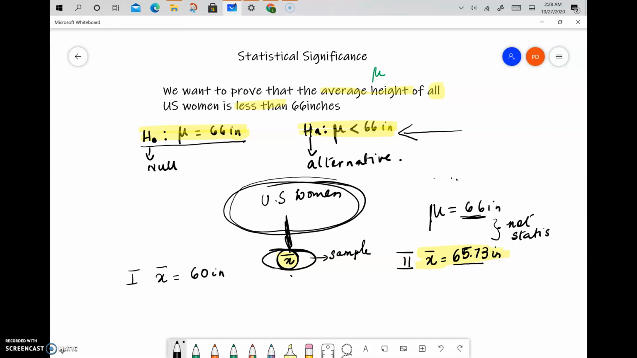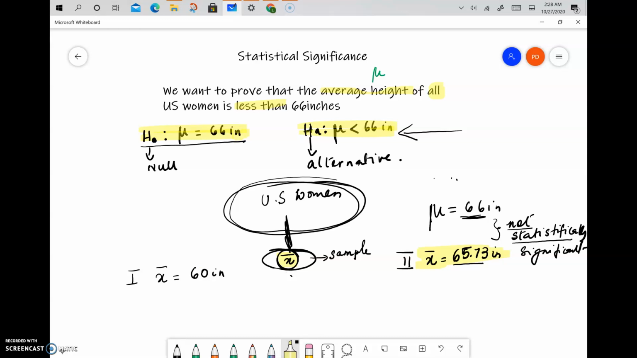And here I'm doing this very informally. There are very formal procedures that we use to prove that it is not statistically significant. But here I'm just using a kind of intuitive idea to explain statistical significance. So here it's not statistically significant, because it seems like they're almost the same number with a slight variation.